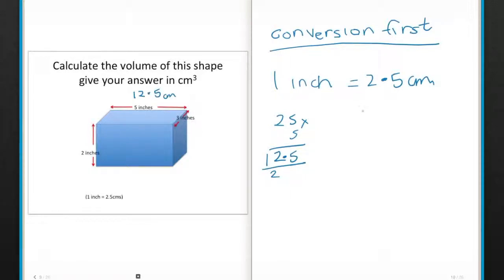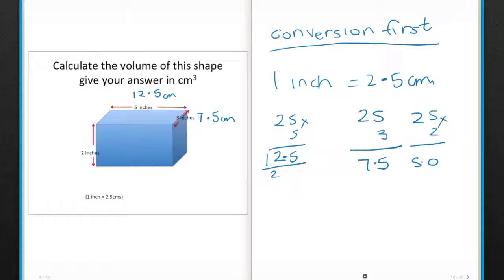Three inches, so 2.5 times 3. And I know that 3 5s are 75. 1 decimal point. 2 inches. 2 times 2.5, or 25 times 2, I know is 50. And then put the decimal point in, so that's 5 centimetres. Now we can do our sum.